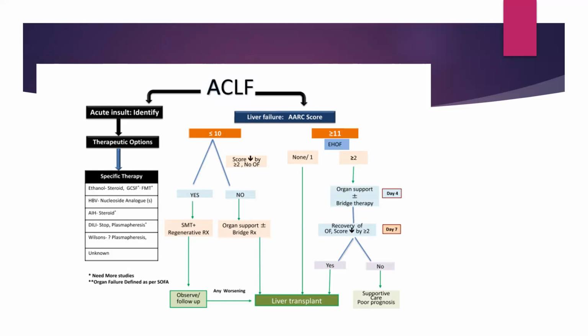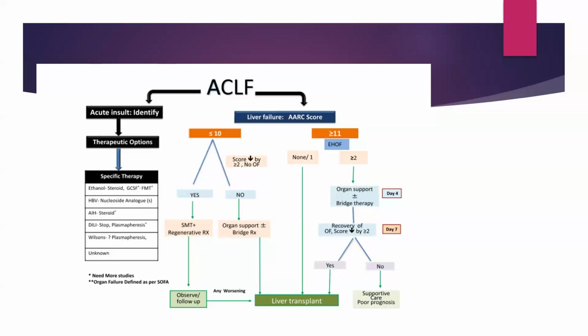The patient is diagnosed with acute or chronic liver failure, and if it is an acute insult, then we should first identify the cause, and then direct our therapeutic options accordingly. If the score is less than 10, then we should follow supportive management, and if it is not less than 10, then we should give organ support. And if the score is more than 11 and there is no organ involvement, then straight away we can take the patient for liver transplantation.